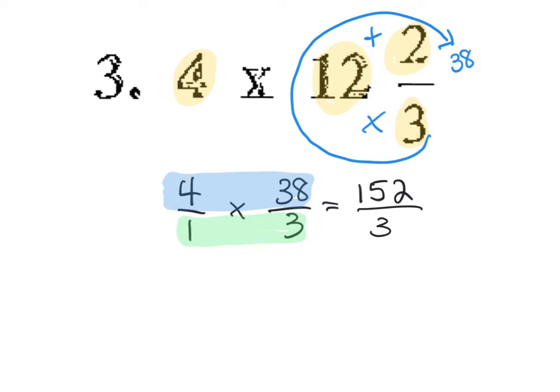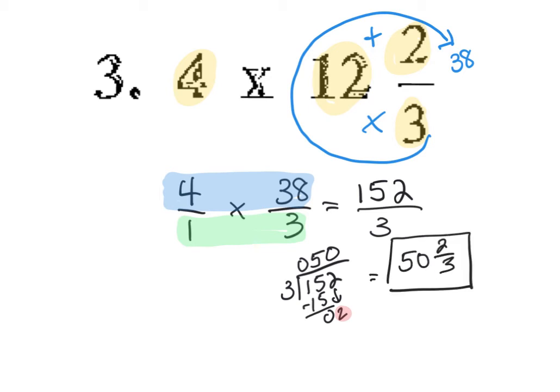Now I know 152 and 3 don't seem to have any common factors, so I'm just going to change it to a mixed number with long division. 3 goes into 152. Well, 3 doesn't go into 1, but it does go into 15 5 times. 3 times 5 is 15. Subtract, you get 0, and let's bring down the 2. 3 does not go into 2. I need to say that in the quotient. And there's no other numbers to bring down, so 2 is a remainder. And so I find out that 3 goes into 152 50 times with 2 left over out of 3. And so our answer is 50 2/3.